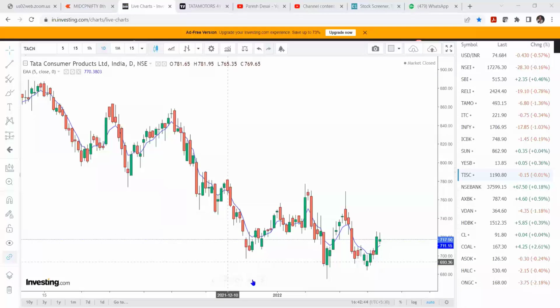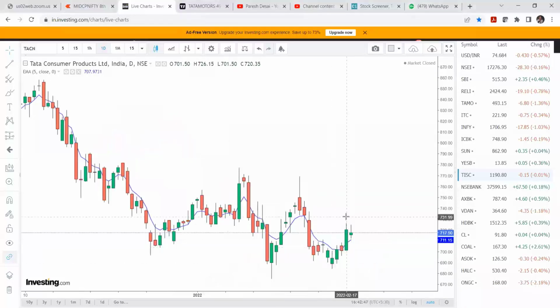So any time anyone wants to enter into a trade, minimum the price should be above the 5 EMA. That is on the time frame which you are trading. Normally if it is the daily time frame, then on the daily time frame the price has to be more than the 5 EMA. Okay, so this is one stock which I had seen, Tata Consumer Products.